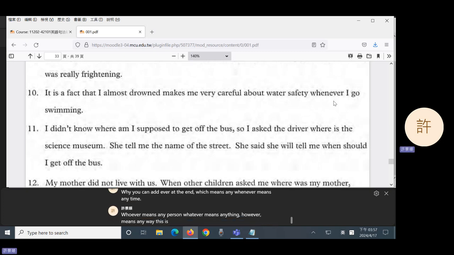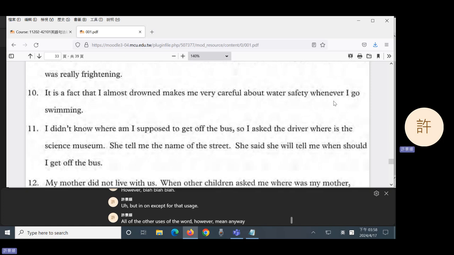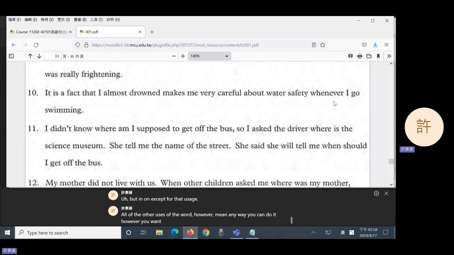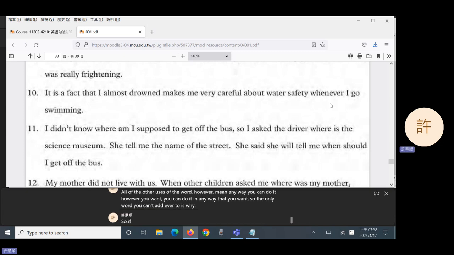This is related to the use of the word however to mean but, right? Blah, blah, blah, however, blah, blah, blah. Except for that usage, all of the other uses of the word however mean any way. You can do it however you want. You can do it in any way that you want. So the only word you can't add ever to is why. So if you need to say any reason, you have to say whatever reason.